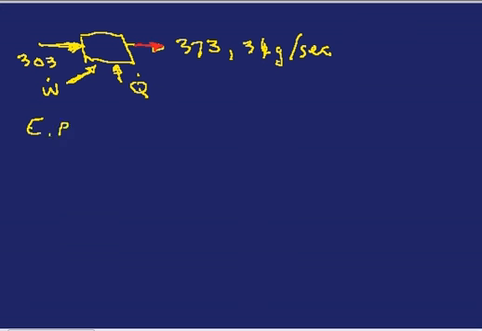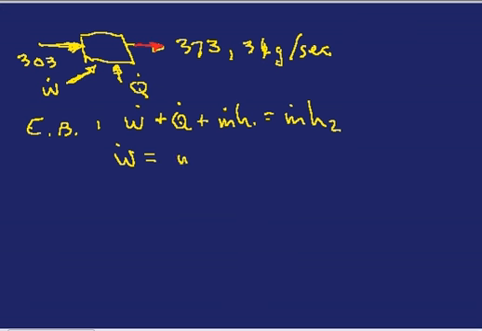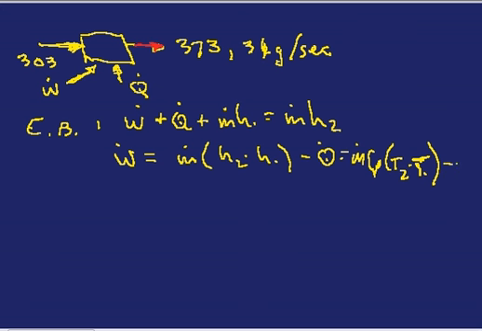So the energy balance is W dot plus Q dot plus m dot H1 equals m dot H2, neglecting any kinetic energy or potential energy that might be associated with the gas. Or, actually, just solve for W dot, that's what we're trying to find. W dot is equal to m dot times H2 minus H1 minus Q dot, which equals m dot CP times T2 minus T1 minus Q dot.